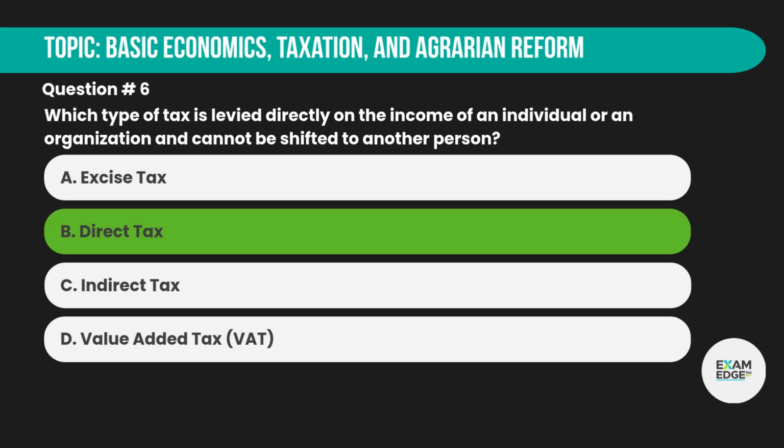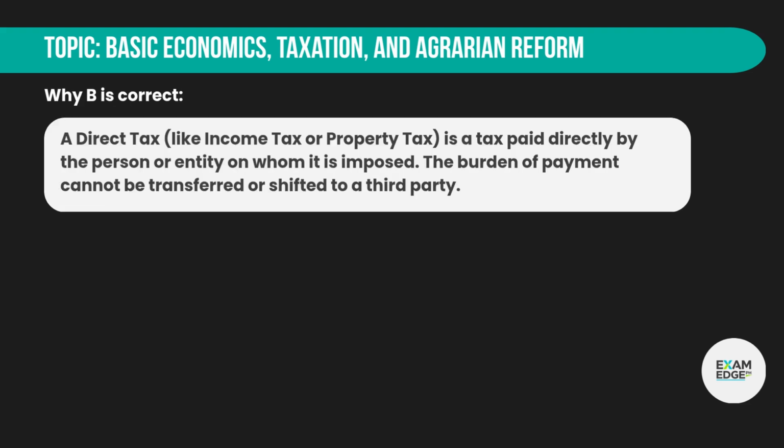Correct answer, B. Direct tax. Why B is correct? A direct tax, like income tax or property tax, is a tax paid directly by the person or entity on whom it is imposed. The burden of payment cannot be transferred or shifted to a third party.